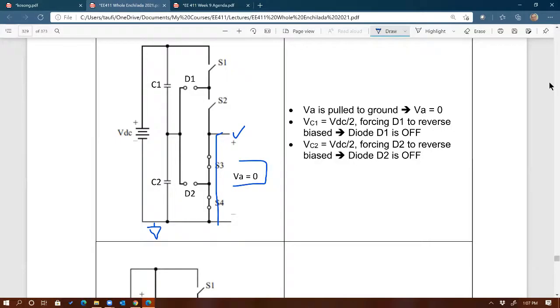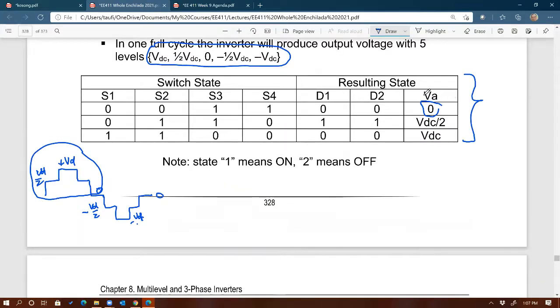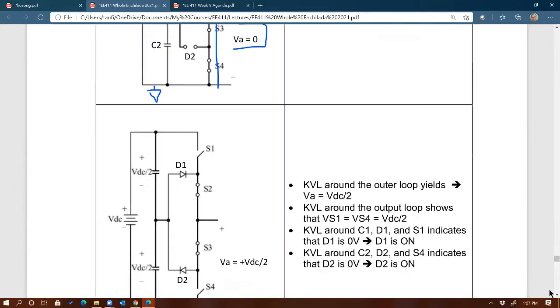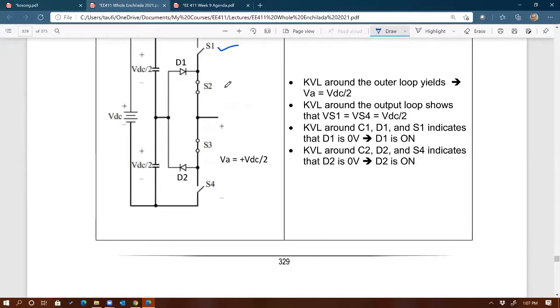All right, and then how do you get VA equals to VDC over 2? That happens when the switch states are 0, 1, 1, 0. 0 meaning off, 1 meaning on, 1 meaning on, 0 meaning off. So that's 0, 1, 1, 0, right?